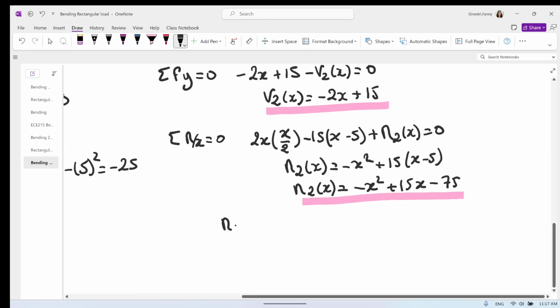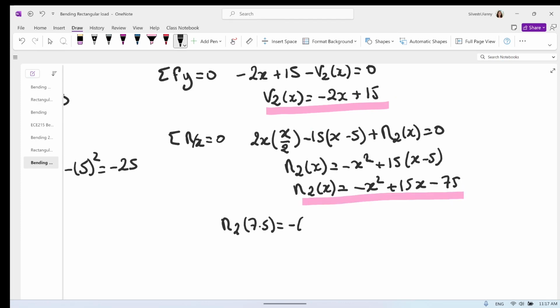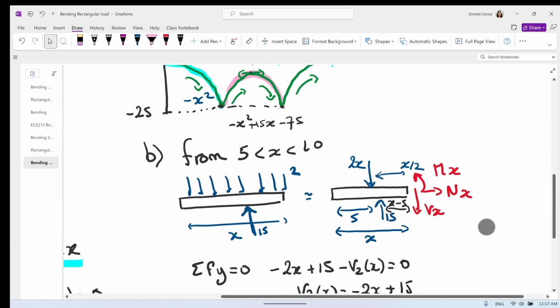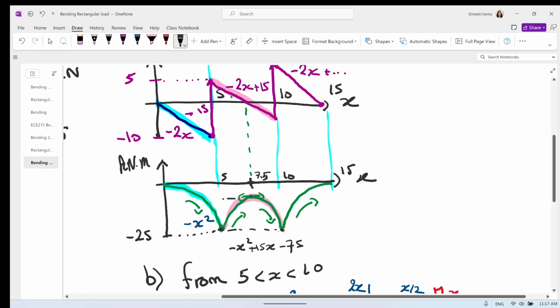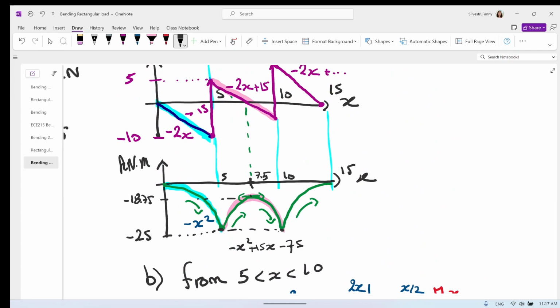So M2 of 7.5 equals minus 7.5 squared plus 15 times 7.5 minus 75, and we got minus 18.75. Yes. So this value there is minus 18.75. So in fact, this equation is a little bit more like this.